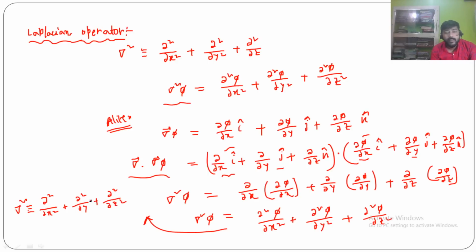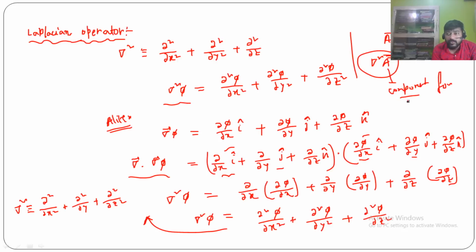This del square operator can also operate on a vector function of x, y, z. In that case we always have to operate on the vector function in component form, because a vector can be written as Ax i cap plus Ay j cap plus Az k cap. So you can operate del square on a vector, but in component form. We will understand this better when we solve more problems. Okay, thank you.